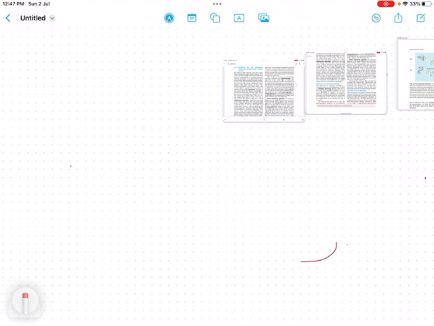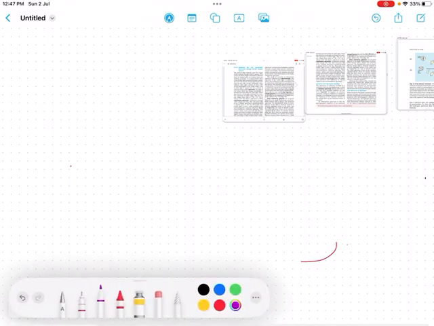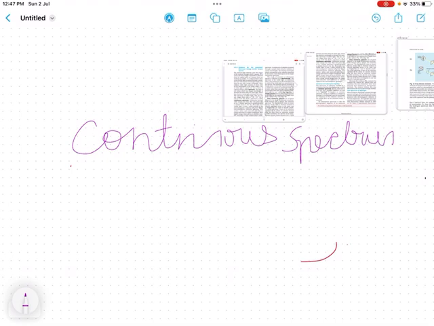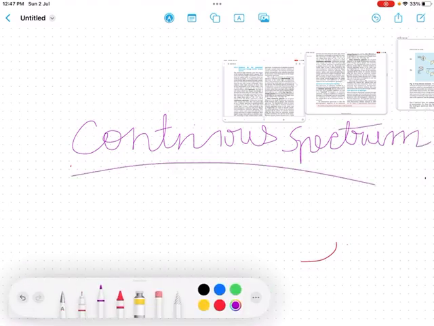Such a spectrum is called a continuous spectrum. Now we are going to learn about the continuous spectrum. A continuous spectrum is a spectrum which has violet at 7.50 into 10 power 14 and red at 4 into 10 power 14, where violet is deviated the most and red the least.